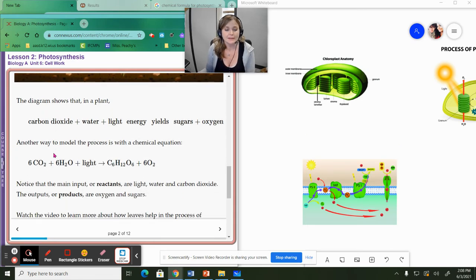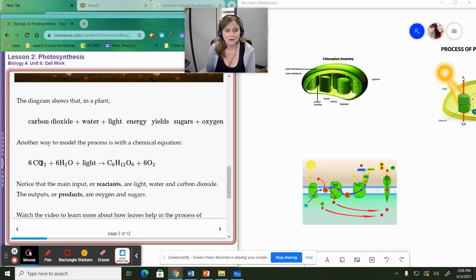So we see that simplified explanation of it, and then they give us the chemical formula here: photosynthesis is carbon dioxide, water, and light. And this arrow means yields. So it yields sugar, which is C6H12O6, and oxygen. And this is a balanced chemical equation. And if you were in physical science with me last year, you remember how to balance your chemical equations.